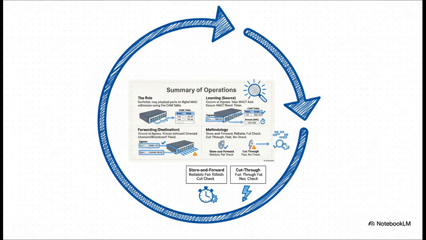The switch uses its CAM table to map the entire network. It builds that map by learning from the source addresses coming in on ingress ports. It then uses that map to forward frames to their destination through an egress port. And it does all that using a specific method, either store and forward or cut through, that's been chosen to be the best tool for that particular job.